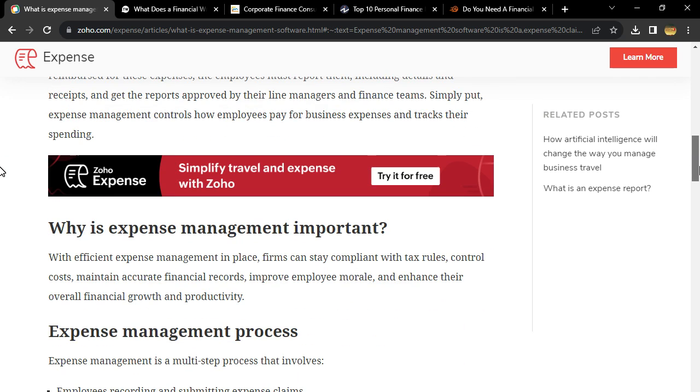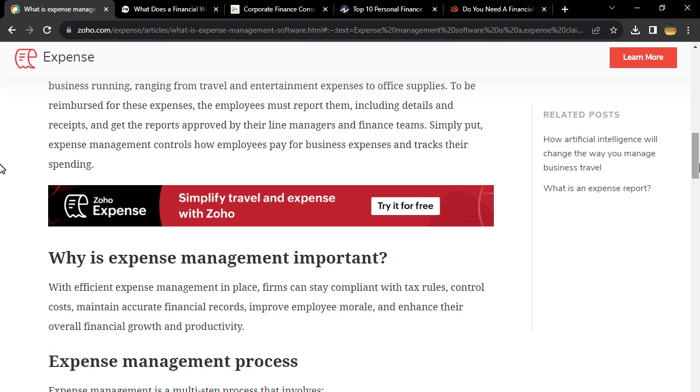Why is expense management important? With efficient expense management in place, firms can stay compliant with tax rules, control costs, maintain accurate financial records, improve employee morale, and enhance their overall financial growth and productivity.